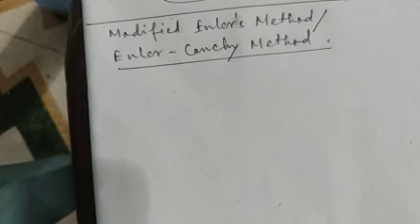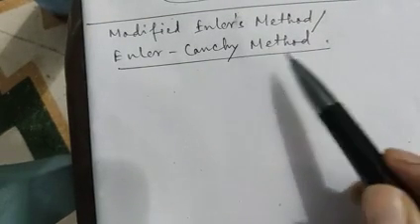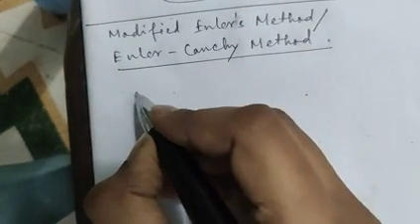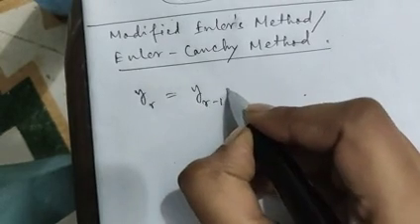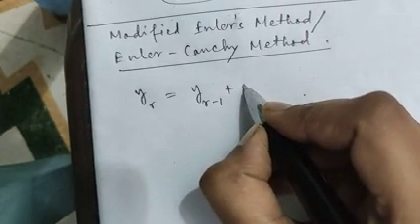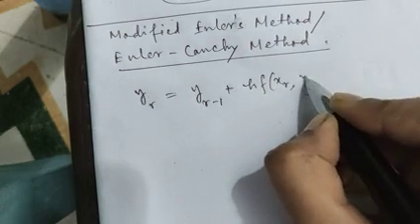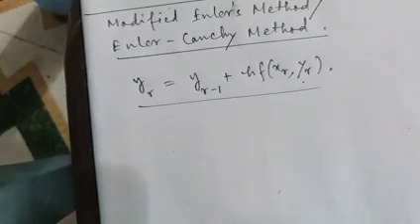In this lecture, we will be discussing the modified Euler's method, also known as the Euler-Cauchy method. From the name, it is quite clear that it will be one step modified from the previous Euler's method. So what was Euler's method? It was y_r equals y_(r-1) plus h f(x_r, y_r). That one. Right, by applying Euler's method we got this one.